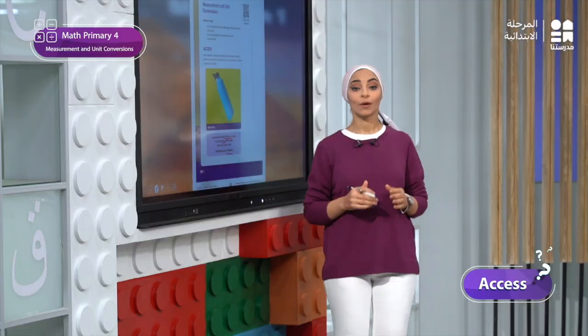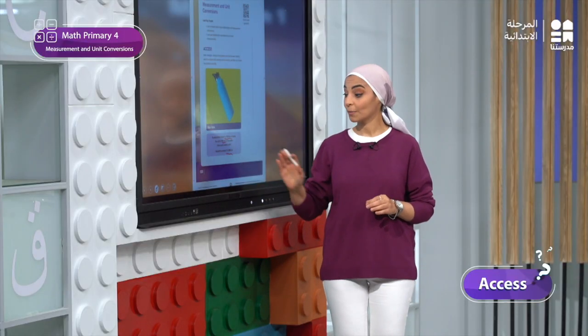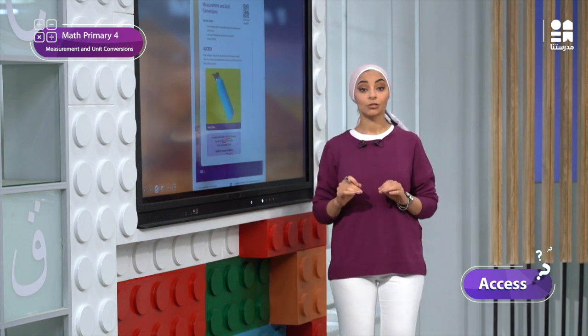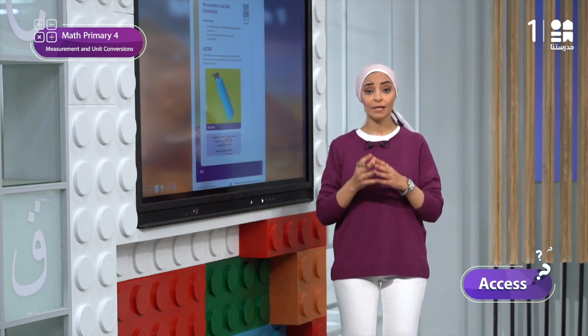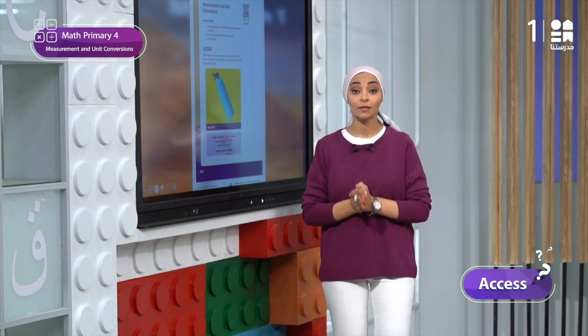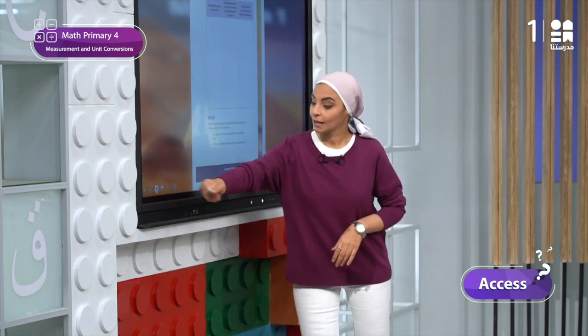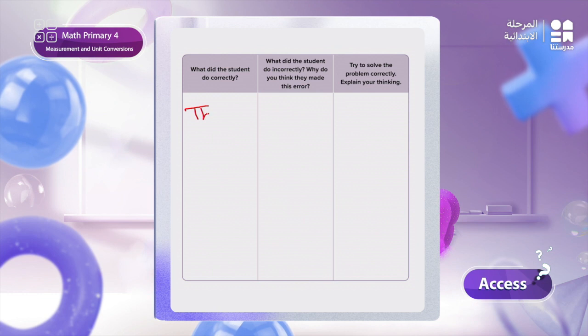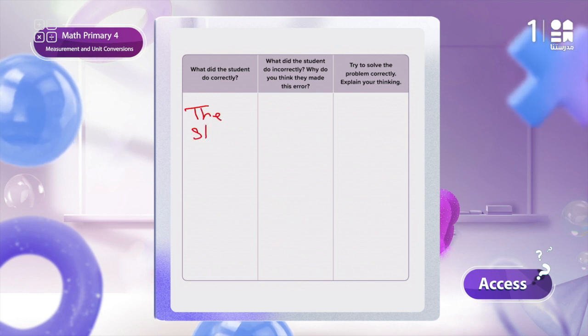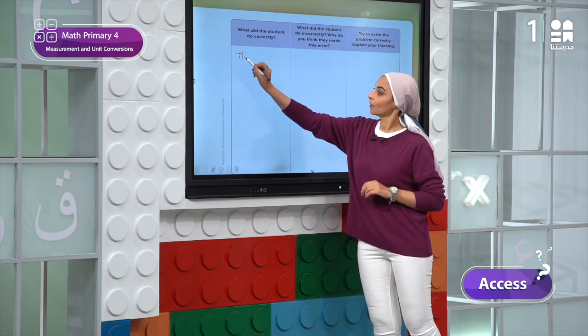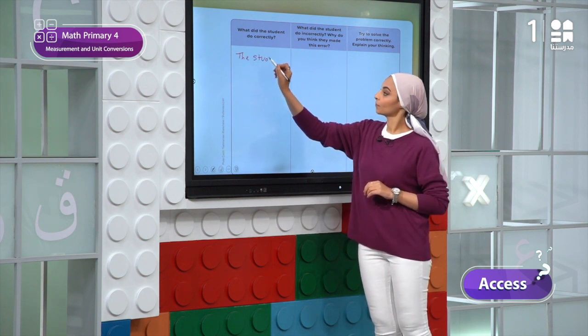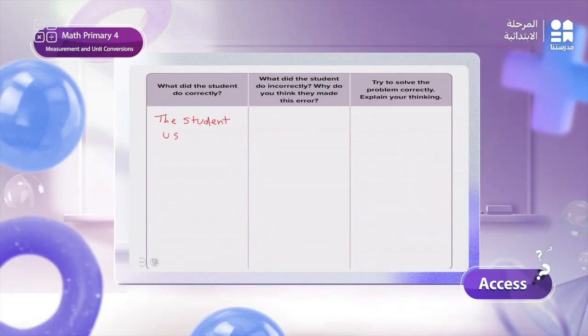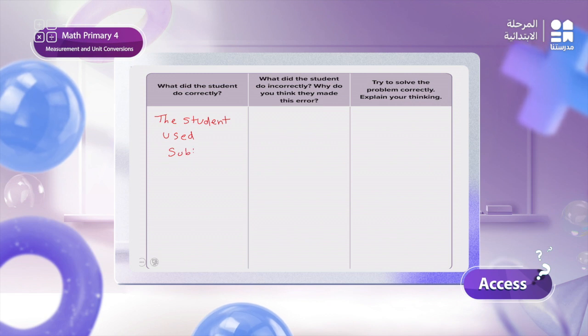Now it's very clear that what your friend did correctly is subtraction. The student understood that when we want to find the remainder, we subtract. Let's write in the first column the things the student did correctly. So I will write that the student used subtraction. Let's write it in this table. Here's the correct answer: the student used subtraction. And this is the correct one.